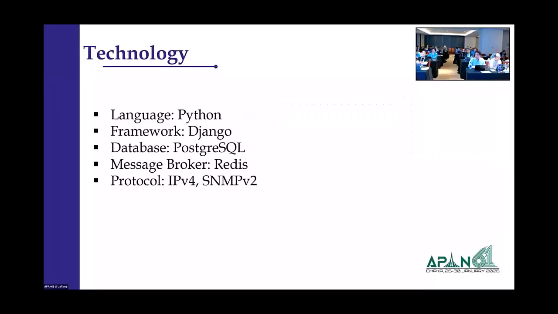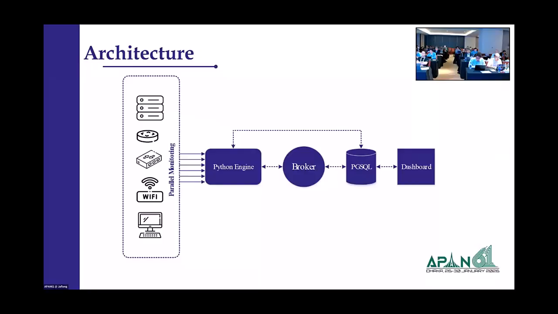The technology that I have used is Python as a programming language and Django as a framework for Python. I have used PostgreSQL database and Redis as a message broker or caching, and the protocol is IP version 4 and SNMP version 2. And of course, in the near future, I will add IP version 6 and SNMP version 3 also. This is the simplest architecture.